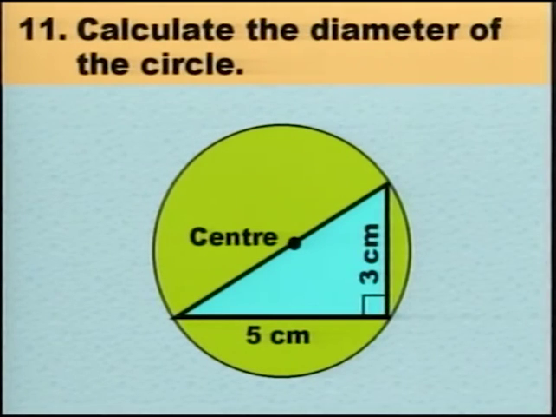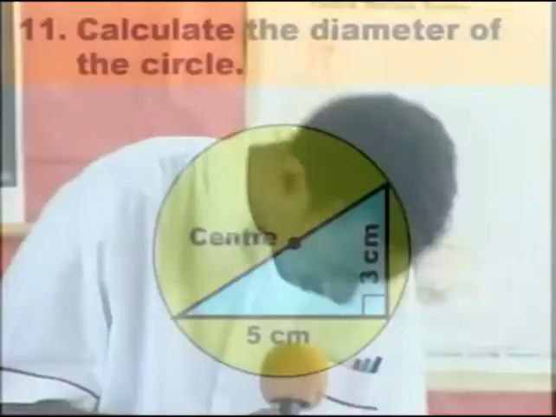That is to do with property 2, easy to find there. What will be the answer to the diameter of that circle? 5.83 centimeters. Okay, good.